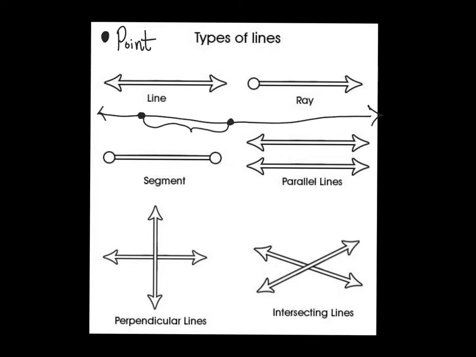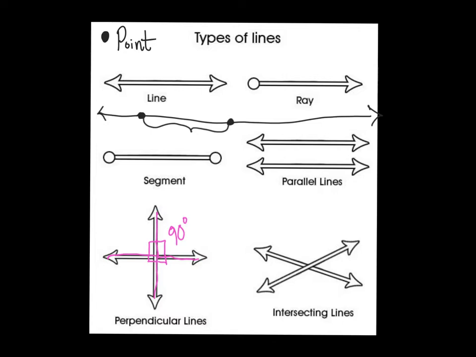Then, over here on the bottom, we have perpendicular lines. And perpendicular lines are intersecting lines, but they're special. And why they're special is because they form right angles inside of those perpendicular lines. A right angle, remember, is 90 degrees. It's that formation of that L. And that L can go in different directions. They're intersecting lines, but they form 90-degree angles.